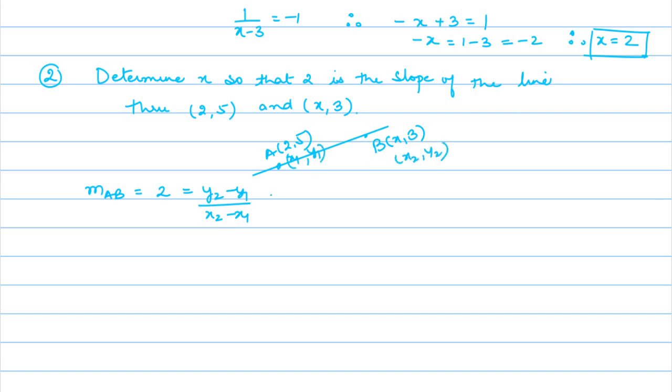Now apply the formula. 3 minus 5, y2 minus y1, upon x minus 2. What do we get? We get 2 equals minus 2 upon x minus 2. Cross multiplying it, we get x minus 2 is minus 1. Therefore, x is what? 2 minus 1. Therefore, x is 1. I hope you have understood this question. We'll take another question on this.